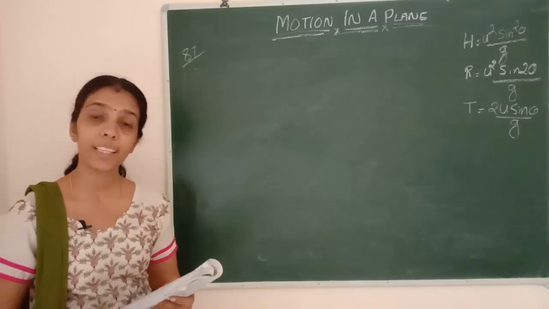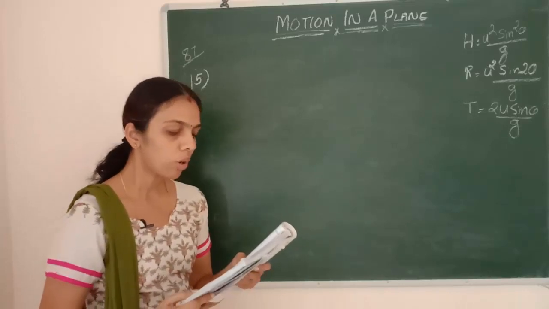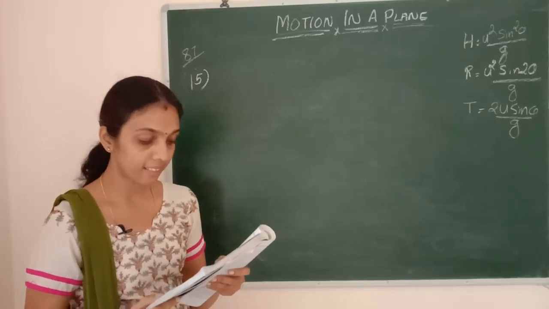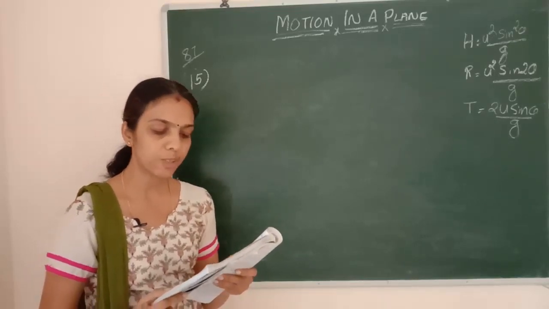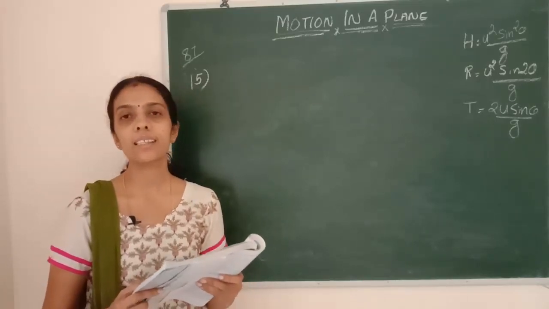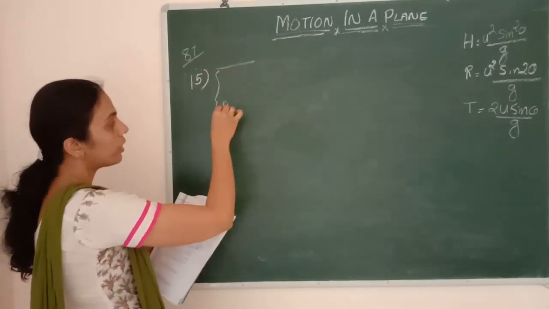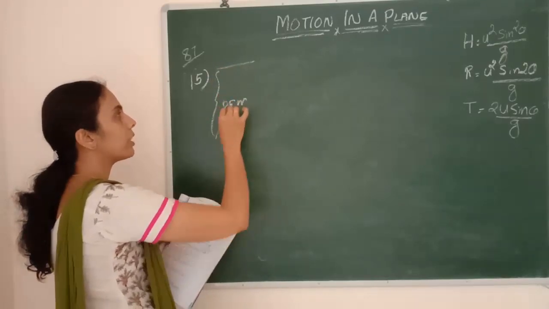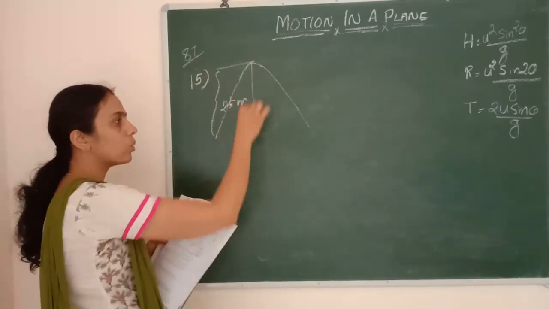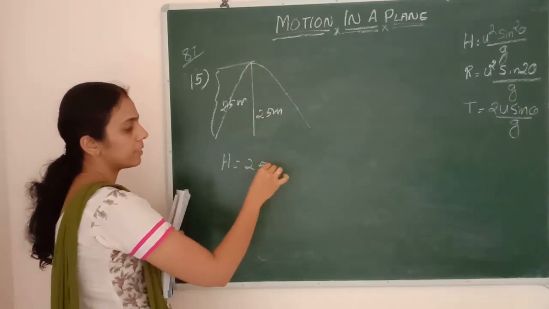Now it is the 15th one. The ceiling of a long hall is 25 meters high. What is the maximum horizontal distance that a ball thrown with a speed of 40 meters per second can go without hitting the ceiling of the hall? So the roof is at a height of 25 meters. While we are throwing a ball, without hitting the ceiling, the maximum height it can reach is 25 meters. So H should be equal to 25 meters.